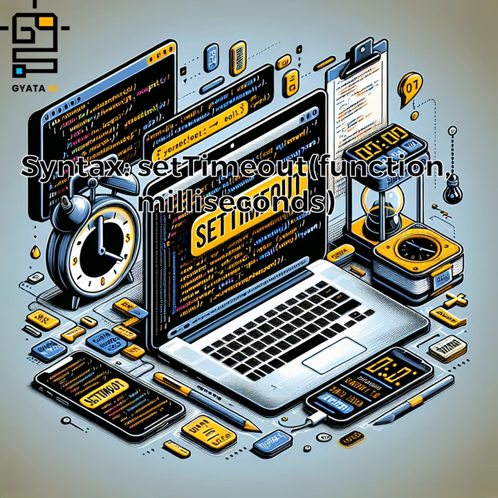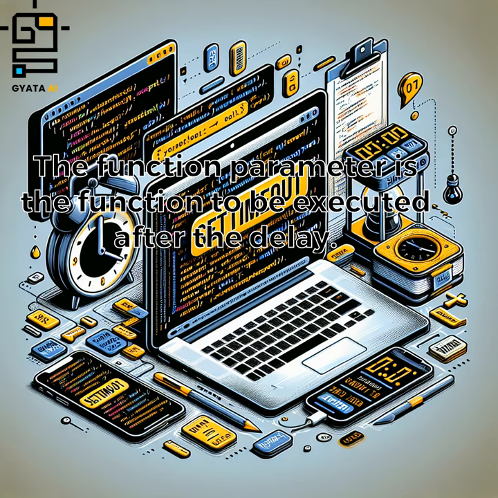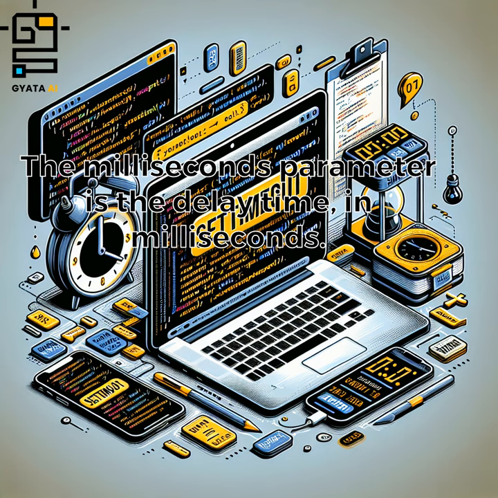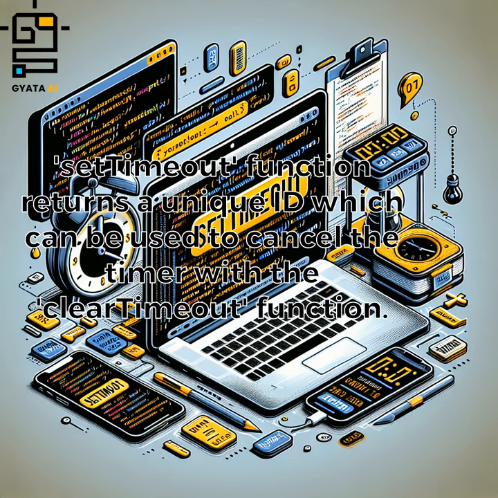Syntax: setTimeout(function, milliseconds). The function parameter is the function to be executed after the delay. The milliseconds parameter is the delay time in milliseconds. The setTimeout function returns a unique ID, which can be used to cancel the timer with the clearTimeout function.